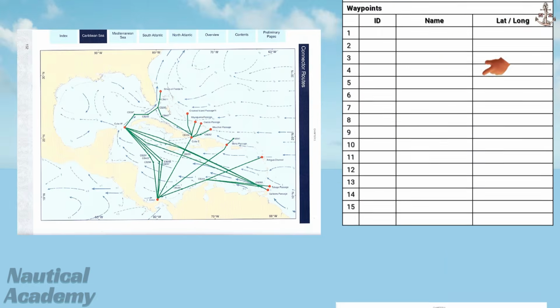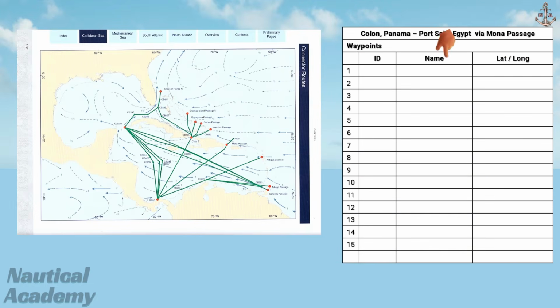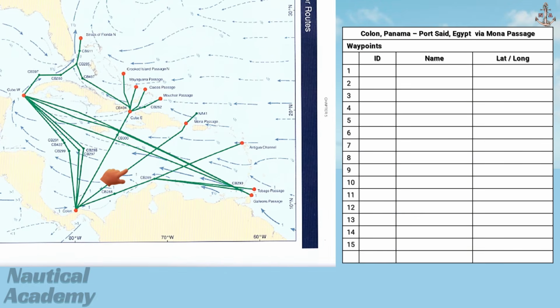Now let's make a list of the geographical positions of each waypoint included in this route, starting from the departure point, which is Colón, Panama. The next waypoint is the Mona Passage connector. We will also include the waypoint with the identifier November Alpha 41. So from Colón to Mona Passage, we currently have 3 coordinates to list.